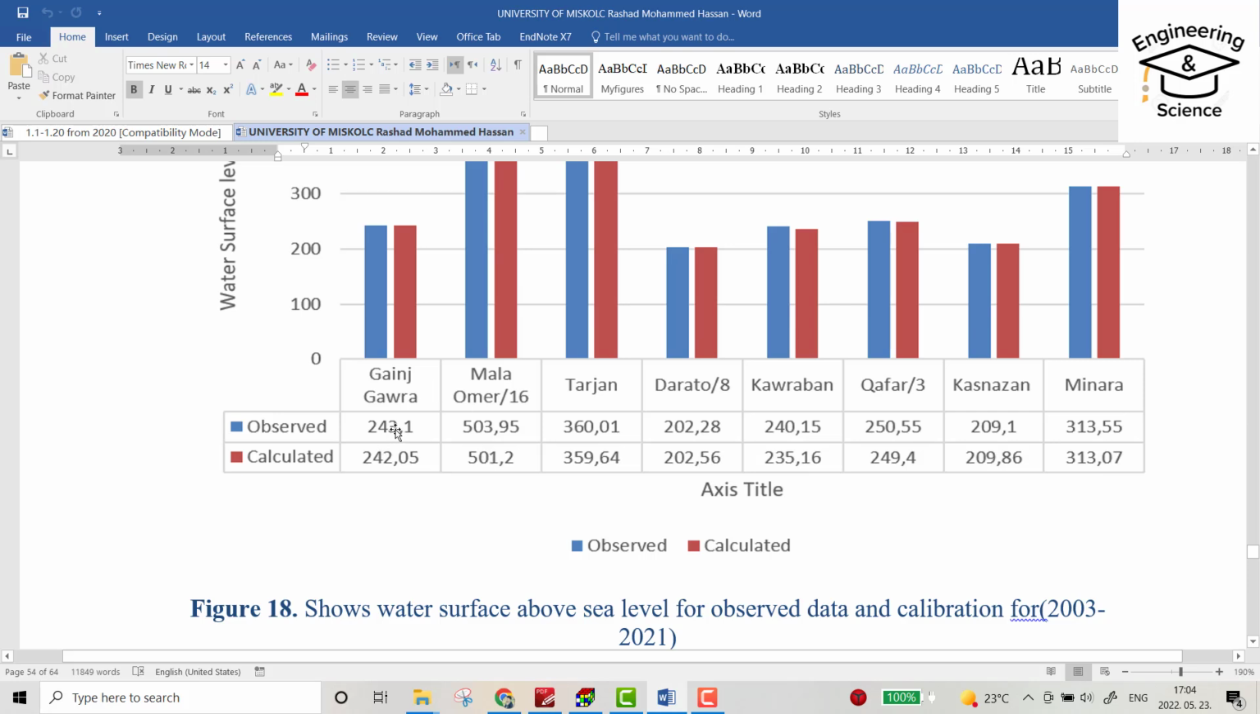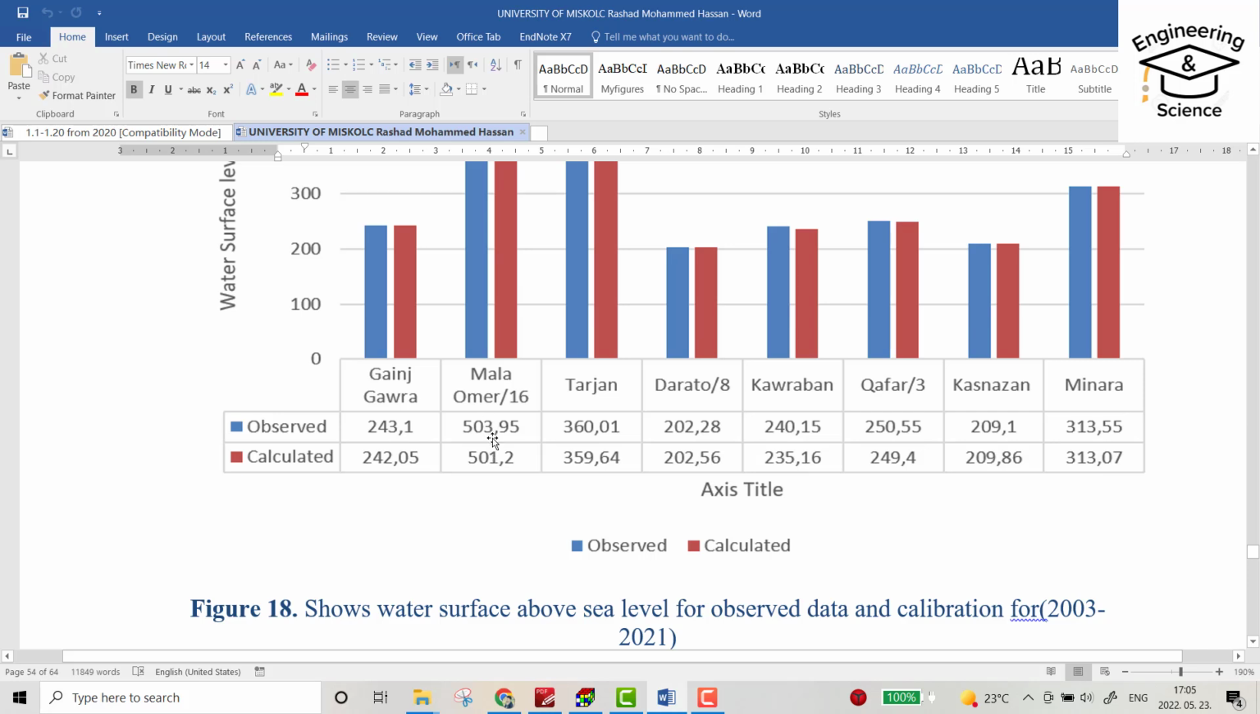Observed data after 18 years, you see the head was 243.1. I used the data for 2003, and running the model for 2021, it gives me 242. It's almost the same as the observed data.